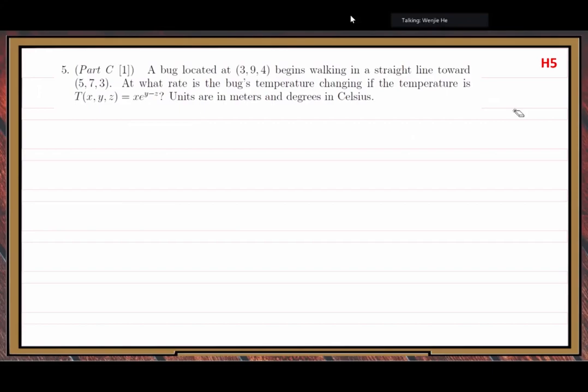A bug located at this point. So this location, the current location, right? Then moving along the straight line toward the destination. So the destination is this point.